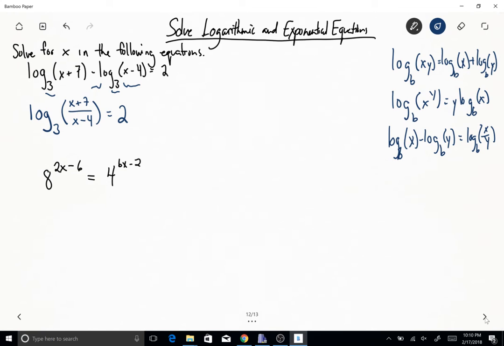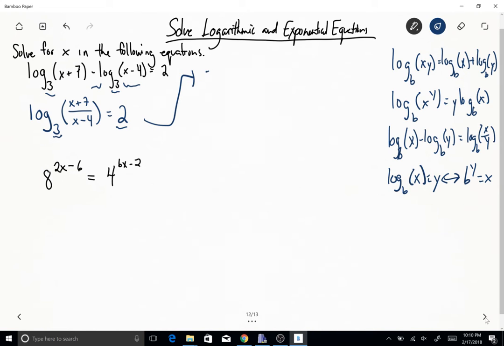Okay, so now where the heck do we go from here, right? So if you're looking, we need to use that property of logarithms again, where we have the log base b of x equals y. That means that b to the y equals x, because what is our base? Our base is 3 and our y value is 2. But instead of x, we have something crazy on the inside. So you have 3 squared equals x plus 7 all over x minus 4.